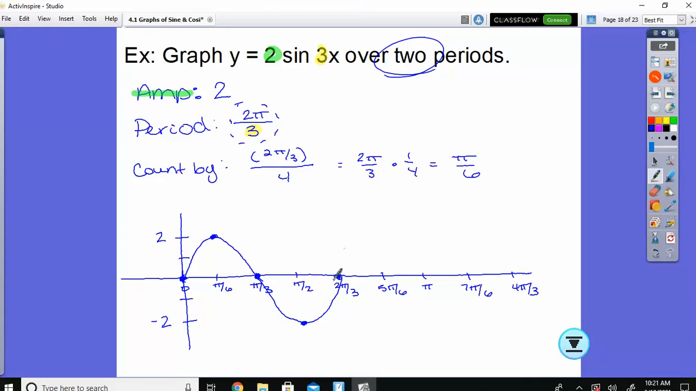And then we just keep going with the pattern. So we need to go up to 2, down to 0, down to -2, back to 0. And if I asked for 3 periods, you would tack on 4 more points and keep extending it. Any questions there?